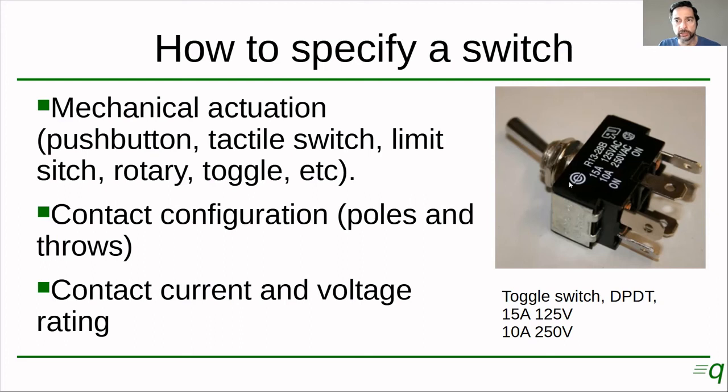As an example here, we have pretty much all the information we want printed on the switch itself. So this one can switch up to 15 amps at 125 volts AC, or up to 10 amps at 250 volts AC. This DPDT, it has 1, 2, 3, 4, 5, and 6 terminals. So these two are the common, and these are the two throws. This is one pole and this is another pole. All right.